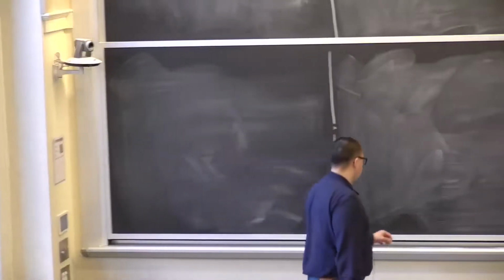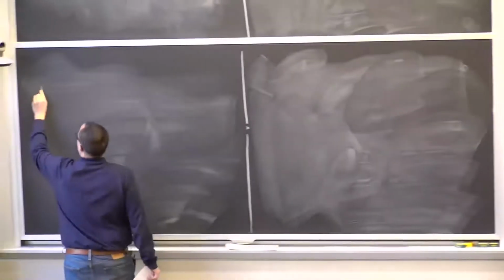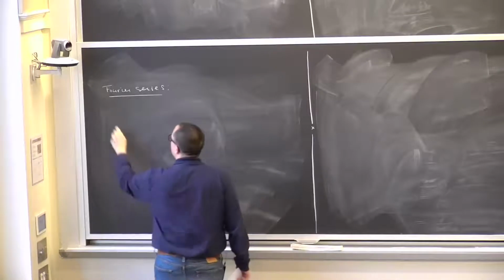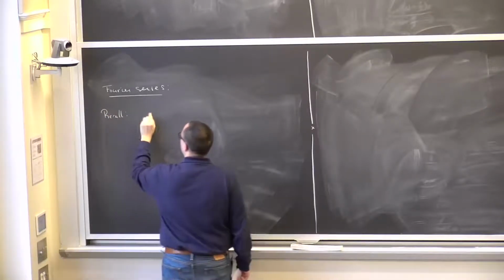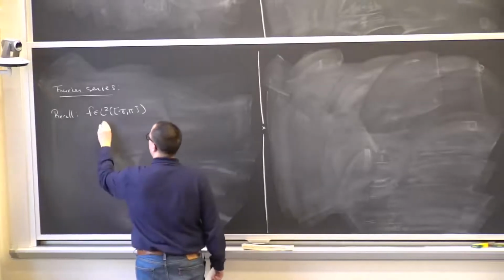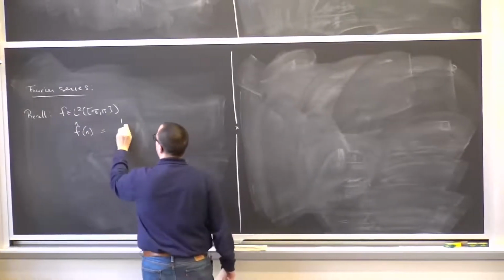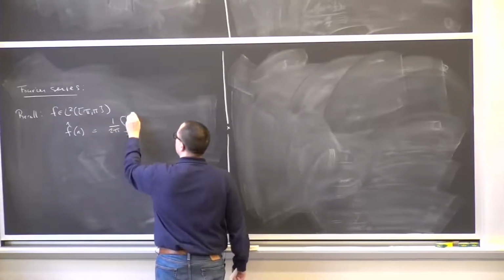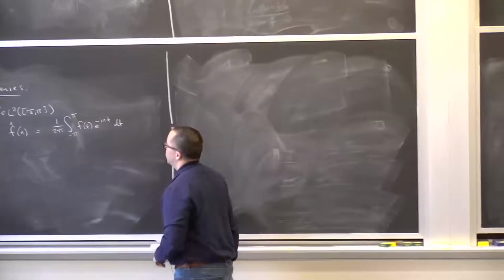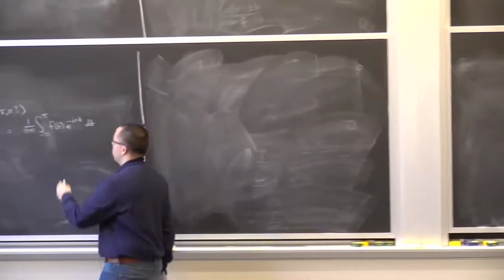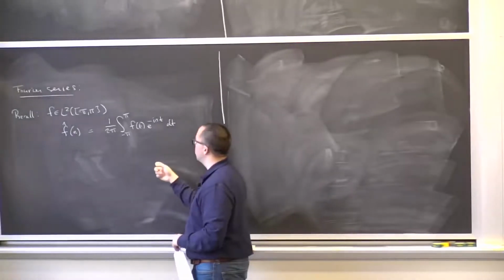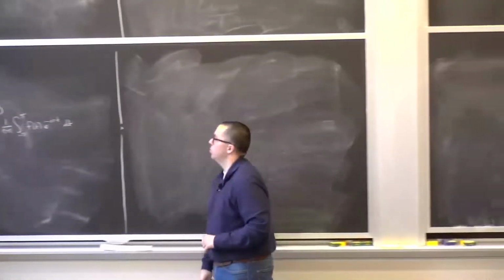Okay, so let's continue with our discussion of Fourier series. From last time, for a given function in L2, we define the Fourier coefficient f hat of n to be the integral 1 over 2 pi from minus pi to pi of f of t e to the minus i n t dt, which up to a factor of 1 over root 2 pi is equal to the inner product of f with e to the i n t over square root of 2 pi in the Hilbert space L2. Okay?